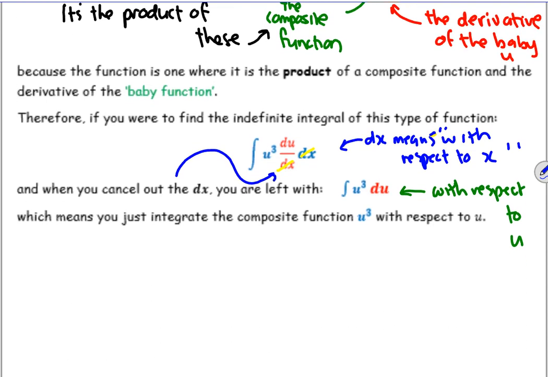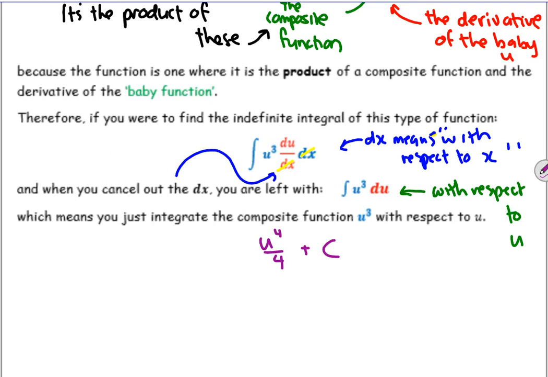Okay, so when you cancel out the dx, notice that now all you're asked to do is integrate the function with respect to u, which means just integrate the composite function u cubed with respect to u. What is the integral of u cubed? u to the 4 over 4, and then plus c. So a quarter u to the 4 plus c.